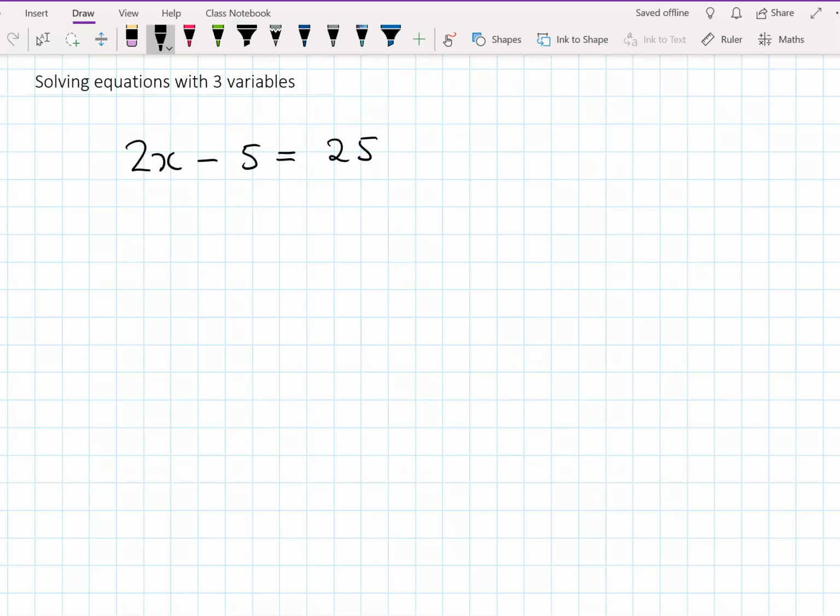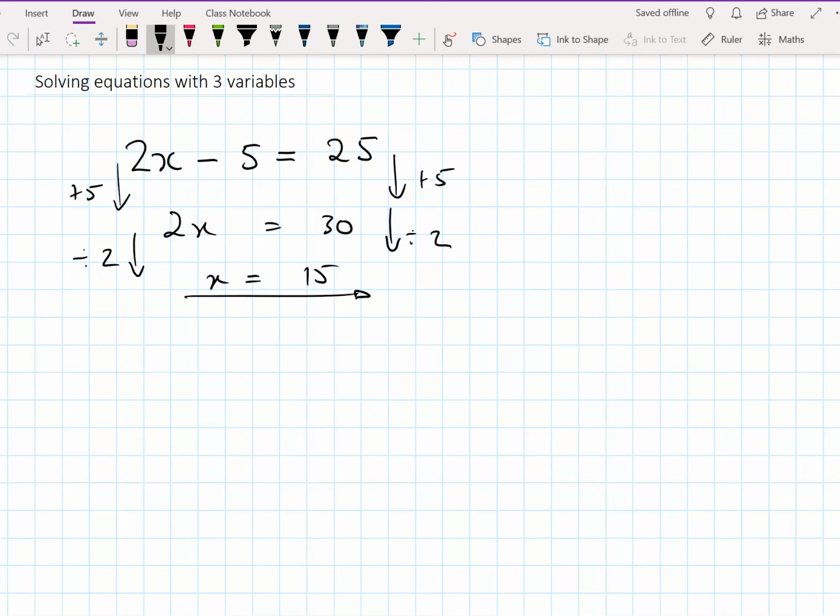Well, we'd have gone through the usual process. We would have added 5 to both sides, and we'd have got 2x is equal to 30, and then we'd have divided both sides by 2, and we've got that x is equal to 15. And we would have one solution. We've got this one solution, and the equation, when we started out, had only one variable. So there's a link there between the number of solutions and the number of variables.